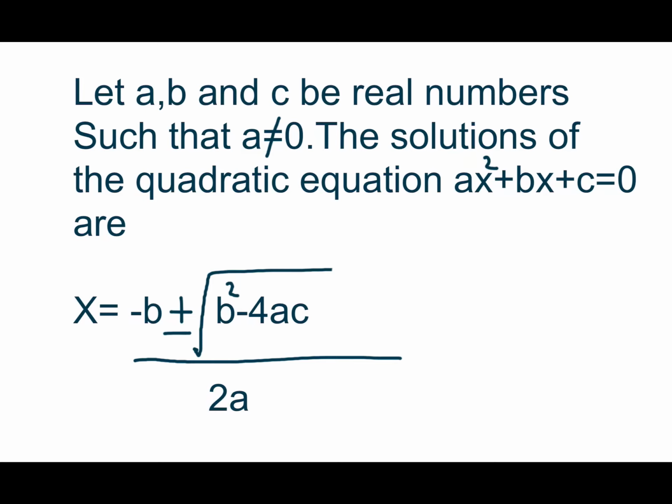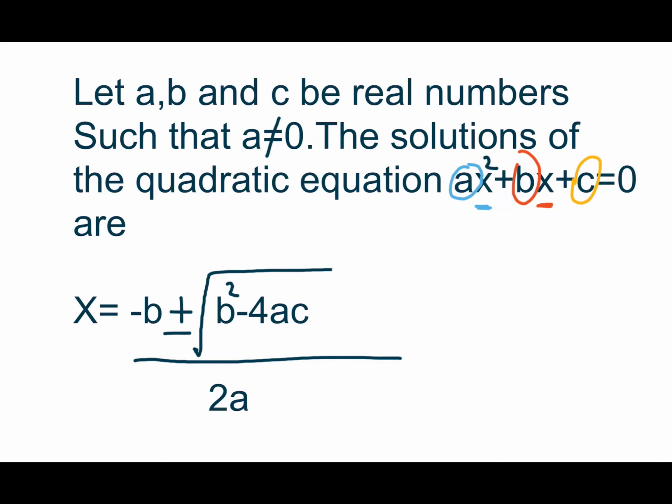Now, a is the coefficient in front of x squared, or in other words, a is always the number in front of x squared. And b is the coefficient in front of x, or b is always the number in front of x. And c is a number with no x terms, or it's a constant number.